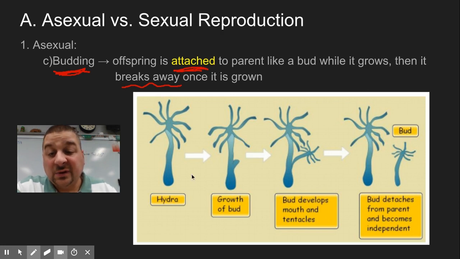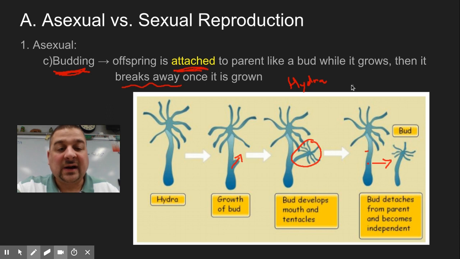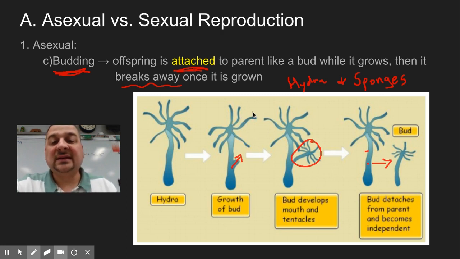So again, down here is hydra, which can also do fragmentation, but they can also have these little growth buds that will begin to grow and develop tentacles, and when it's big enough, it breaks away, and it's now an identical living thing, just like the parent was. We see this in freshwater hydra, and also some types of sponges, marine or freshwater, that bud off. Jellyfish and some other things can do this type of asexual reproduction as well.